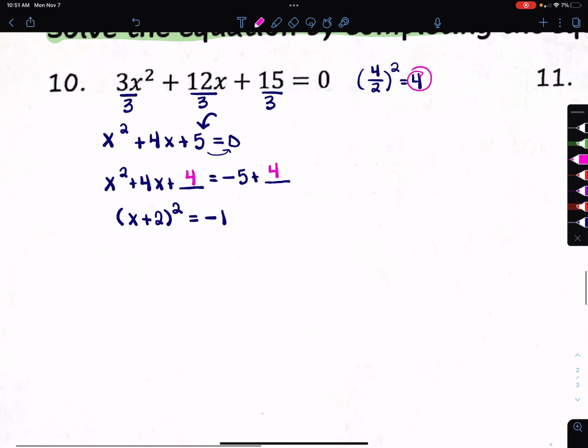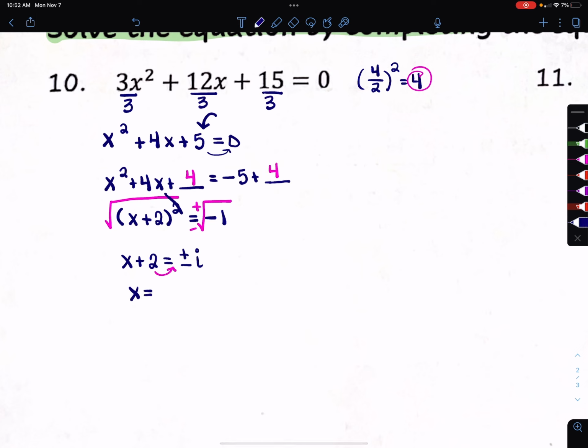Now take the square root of both sides. There is a negative under the radical, so I know I'm going to have a complex number with an i. So we will have x plus 2, because the square root and the 2 cancel out, is equal to plus or minus the square root of negative 1, which is i. That is something that we talked about in class last Thursday. Now, subtract the 2 from both sides of the equation. Put it in front of the plus or minus so that x is equal to negative 2 plus or minus i.